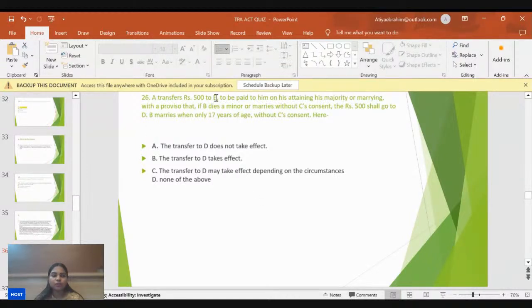A transfers rupees 500 to B to be paid to him on his attaining his majority or marrying, with a proviso that if B dies a minor or marries without C's consent, the rupees 500 shall go to D. B marries when he is only 17 years of age without C's consent. So here the transfer will take effect, will not take effect, or the transfer to D may take effect depending on circumstances, or none of the above. What do you think?